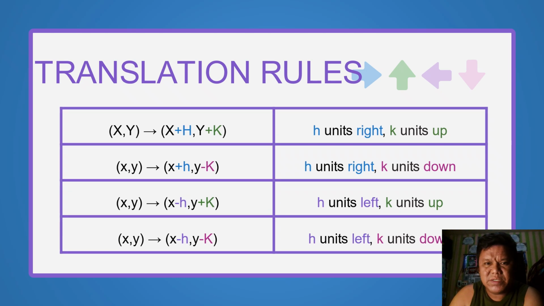So the translation rules: if H and K are both positive, ibig sabihin, the movement is H units to the right and K units up. If H is positive and K is negative, it means H units to the right and K units down. If H naman is negative and K is positive, the rule is H units to the left and K units up. When both H and K are negative, it means H units left and K units down.